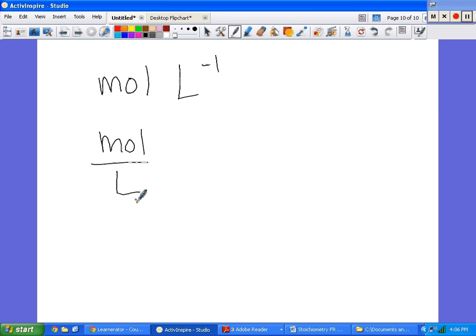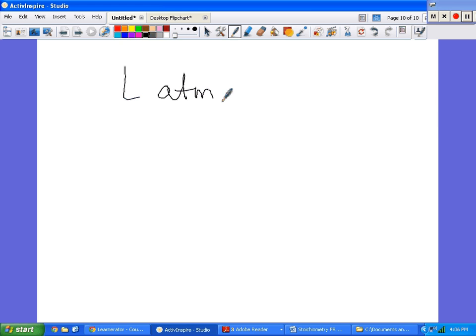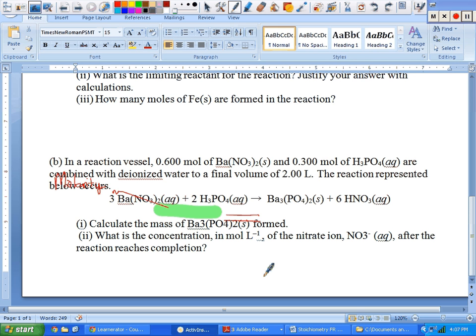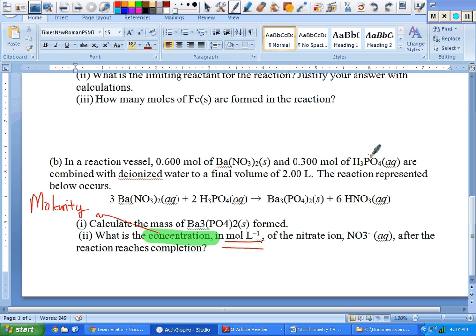You may even see this sometimes. What is it? That's latinum over mole. I'm telling you, it's just for them to type it. So if you see a -1, just put it on the bottom. Just put it on the bottom. Okay? All right. So they're asking it in moles per liter of the nitrate ion after the reaction reaches completion.